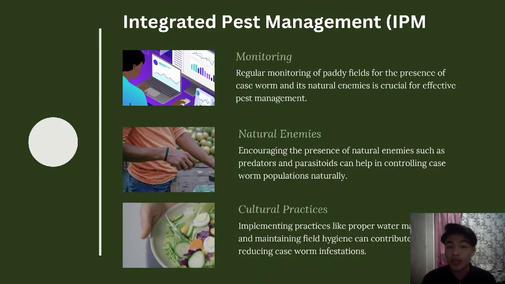In this slide, we can see integrated pest management, that stands for IPM. The first point is monitoring. Regular monitoring of paddy fields for the presence of caseworms and their natural enemies is crucial for effective pest management. Second one is natural enemies. Encouraging the presence of natural enemies such as predators and parasitoids can help in controlling the caseworm population naturally.